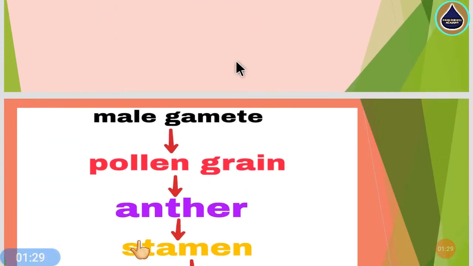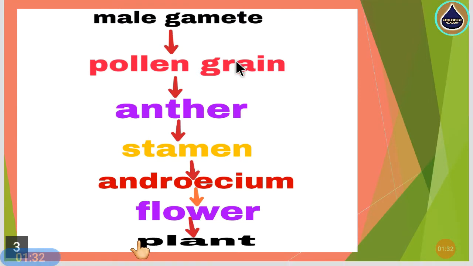Now before I take the example of seed formation and how many cells are needed, I would like to explain how this male gamete is formed and where it is located. This male gamete is formed in the pollen grain, and this pollen grain is found in the anther, and the anther is the part of the stamen, and the stamen is the part of the androecium, and the androecium is the male part of the flower, and the flower is the part of the plant.